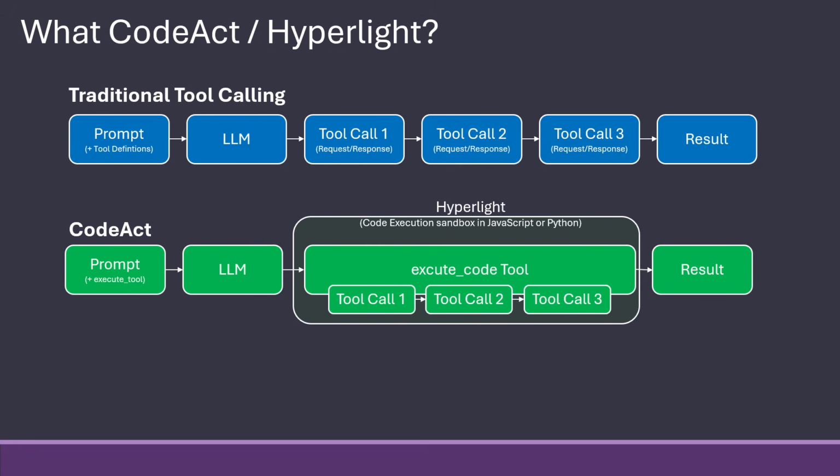So Hyperlight is a set of NuGet packages that allows for code execution in a sandbox, not using C#, that is not part of the spec, but it can use JavaScript or Python. So this is the setup. Let's see a few demos about this.